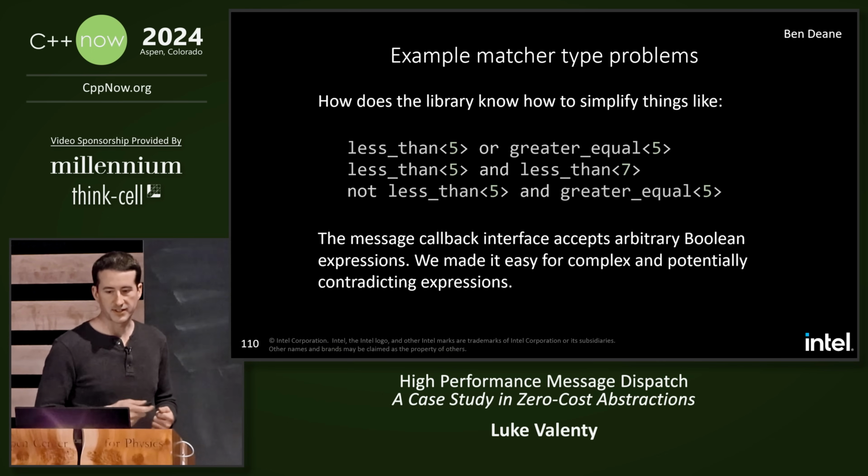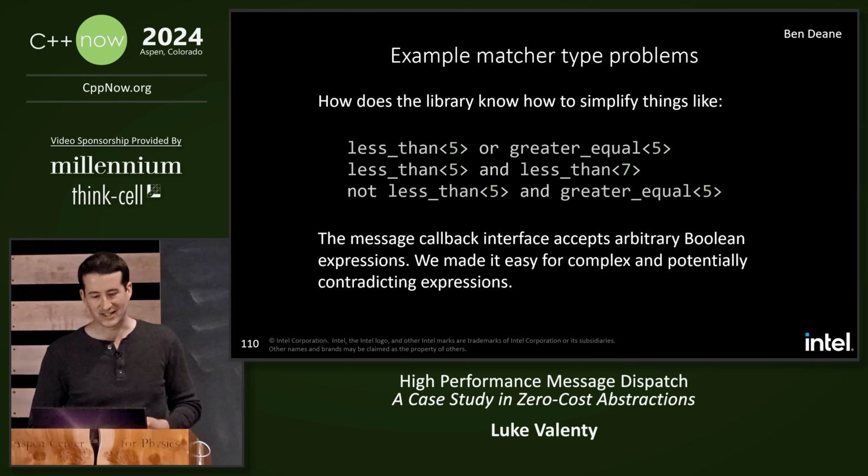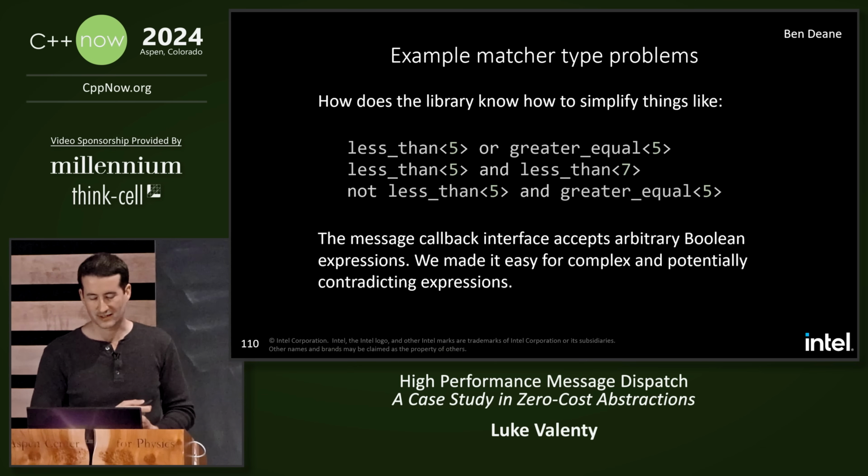So this is a great question. How does the library know how to simplify things like this, like these inequalities? It's a great question that I'm not going to answer today. I'll point you towards Ben's talk where he explains this, and it's really cool.